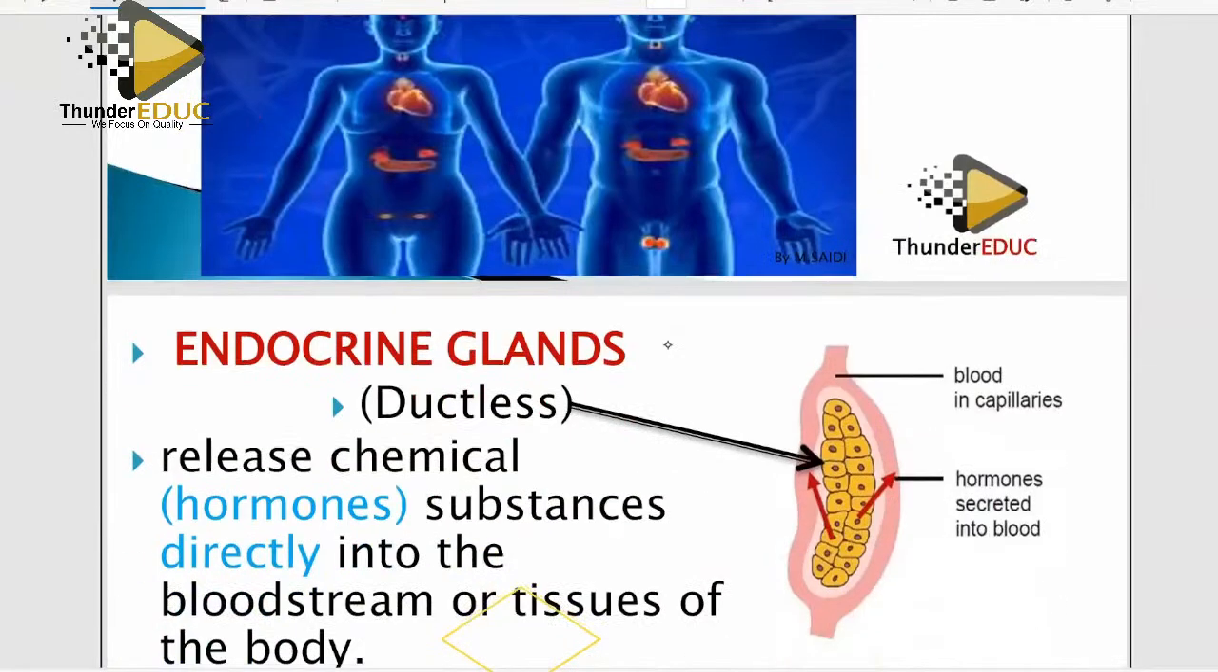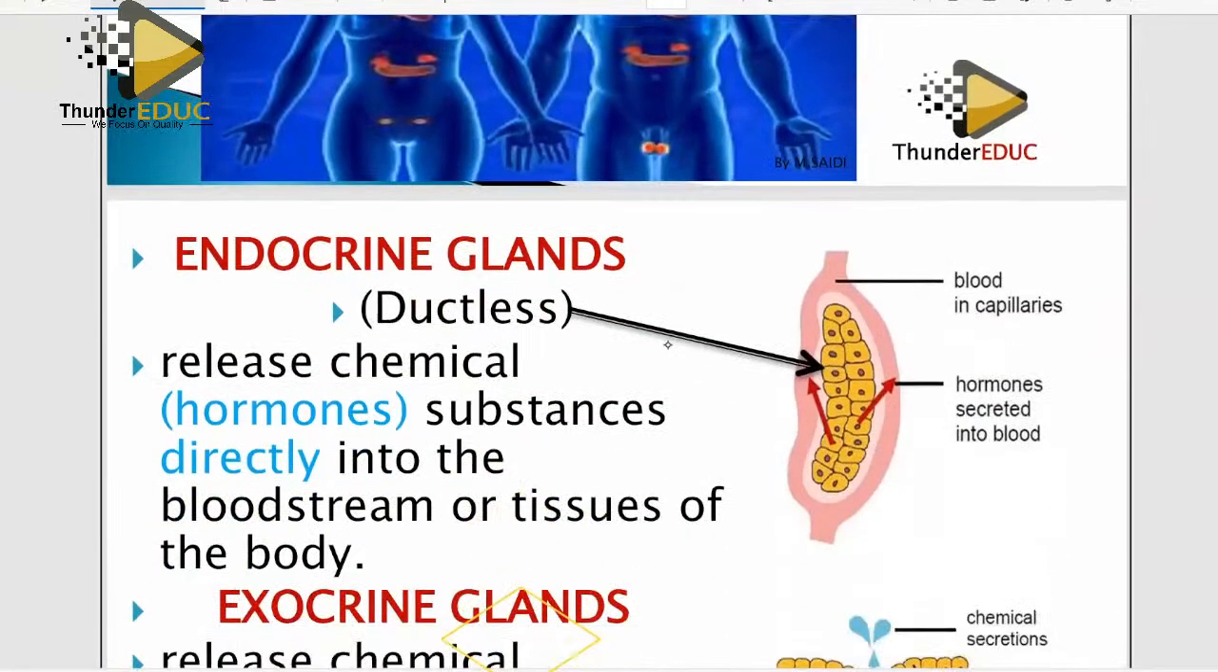All right. Endocrine glands. So this system is divided into two. We say that endocrine glands, we call them ductless glands. You see them. Once they produce their things, it goes direct into the bloodstream. And then the blood will take those hormones where they are needed.